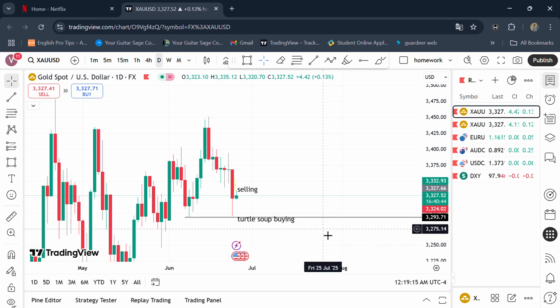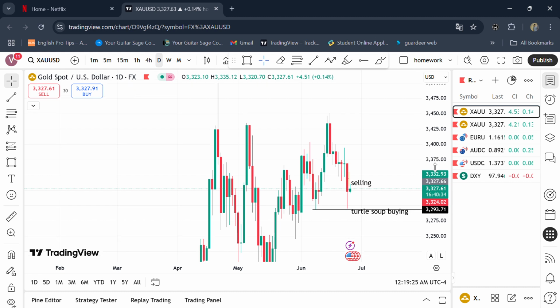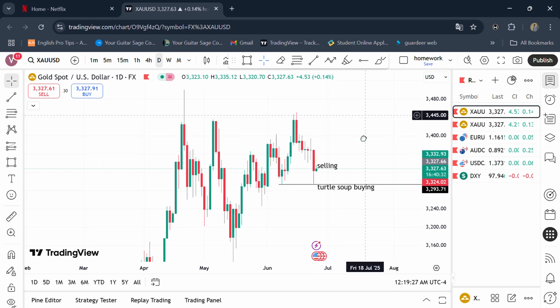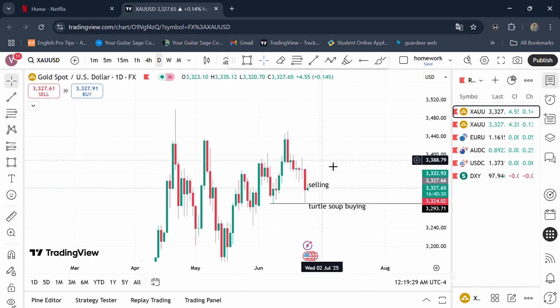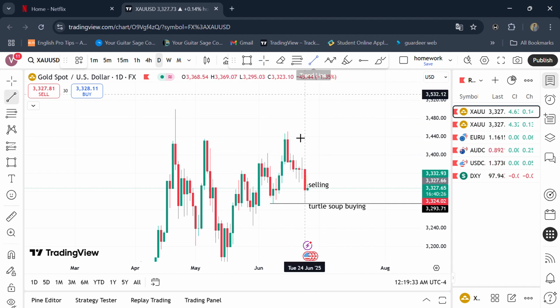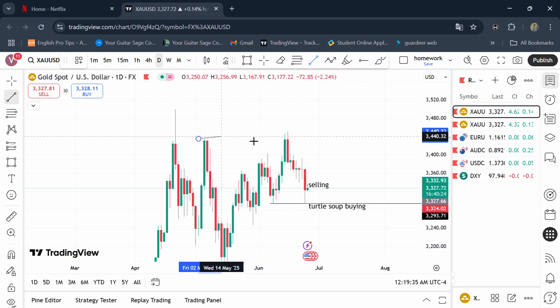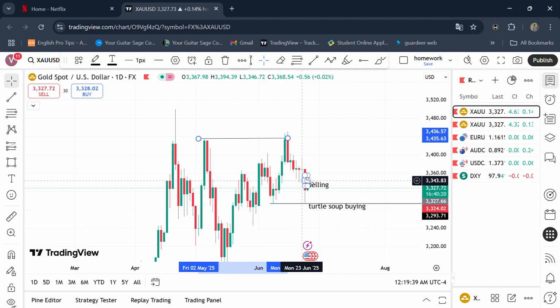Hello, so today we are here to do a quick review of how I took today's trade in the Asian session in gold. So first of all, going on 1 day time frame, what you notice is this liquidity was grabbed, the price moves down.